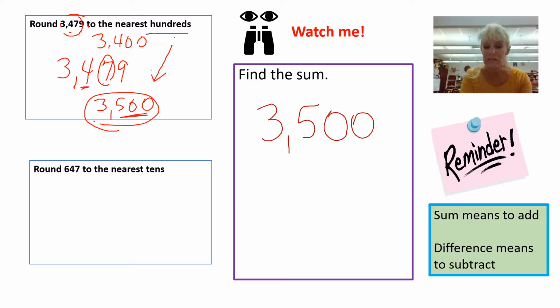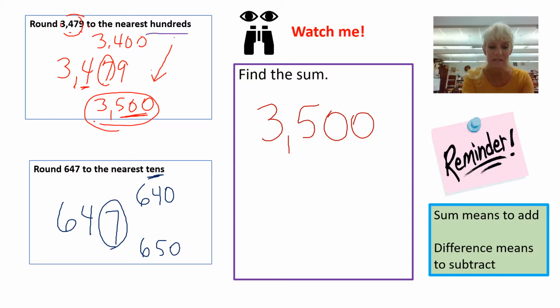All right, let's take a look at my next part. Round 647 to the nearest tens. So I notice I'm going to the tens place this time. 647. This is my tens place. I'm having a little problem there. All right, and so this is going to tell me what to do. So this is going to be closer to 640 or 650 because I was looking at that tens place. And I find out that the 7 tells me to bump up, so it's closer to 650. So I'm going to place my 650 right here.